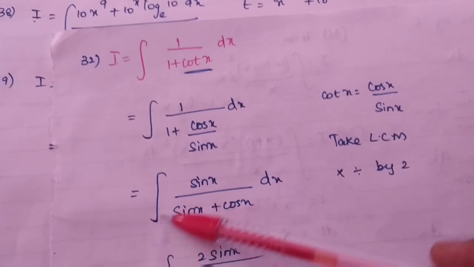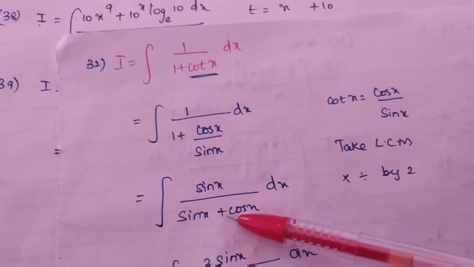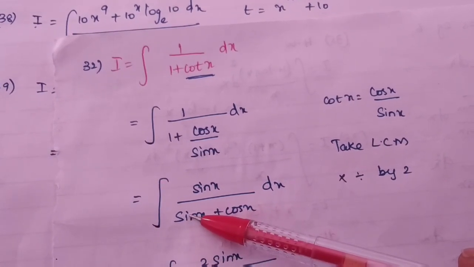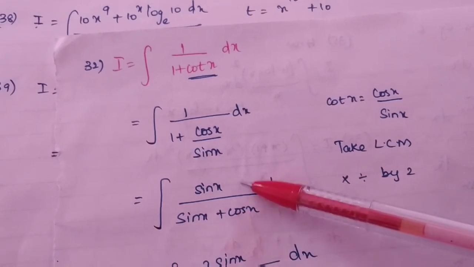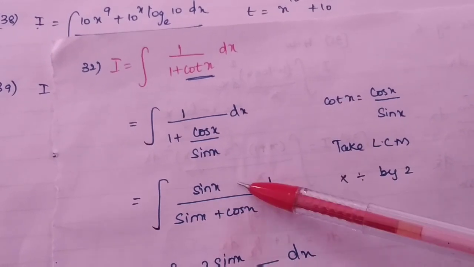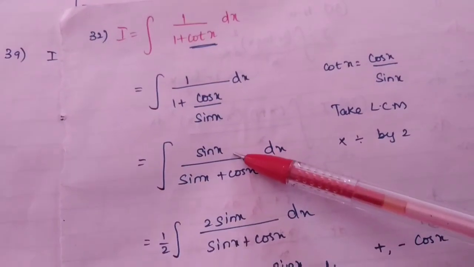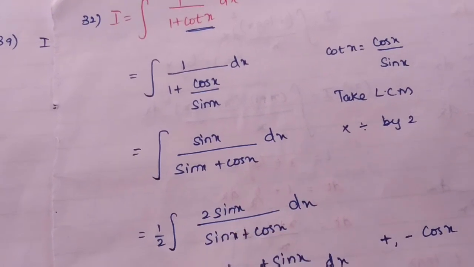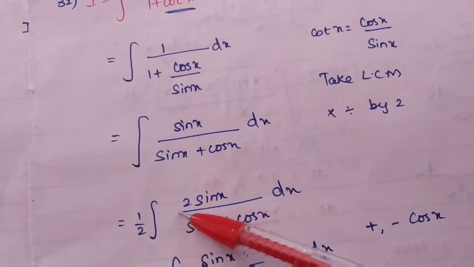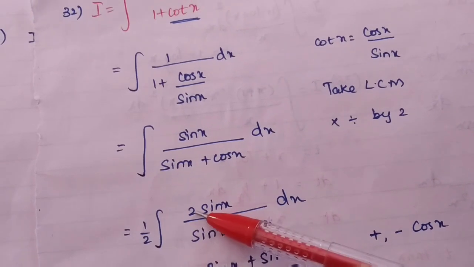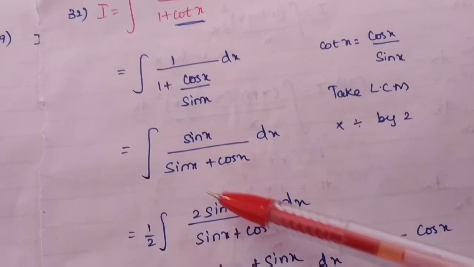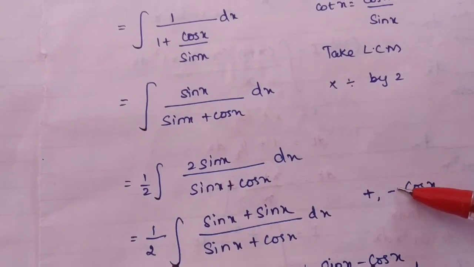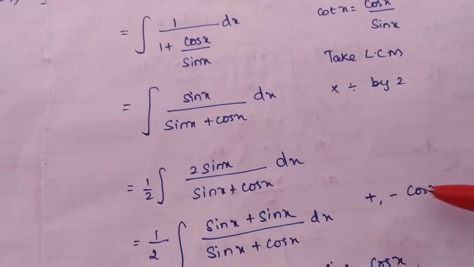Now, as I told, whenever you have sin x plus cos x something, you should take this to be t. When you take this to be t and differentiate, you will be getting cos x minus sin x. But you don't have cos x, only sin x you have. So, what we are going to do is multiply and divide by 2. These are the few cases where we are applying like this. When you are multiplying and dividing by 2, keep this 2 here. This 2 sin x is nothing but sin x plus sin x. So, I am writing sin x plus sin x. After that, you are adding and subtracting cos x.